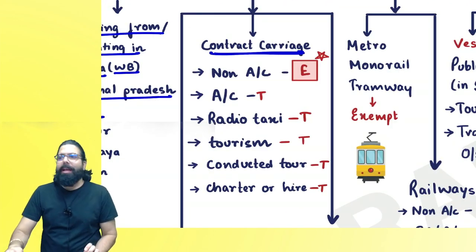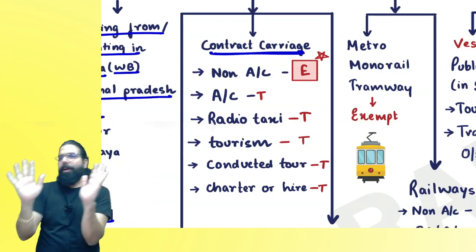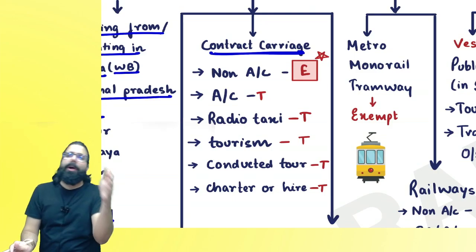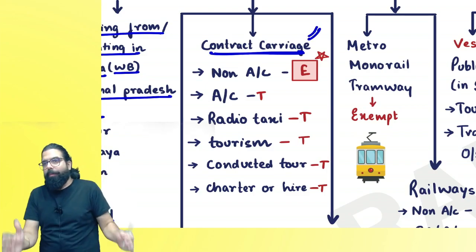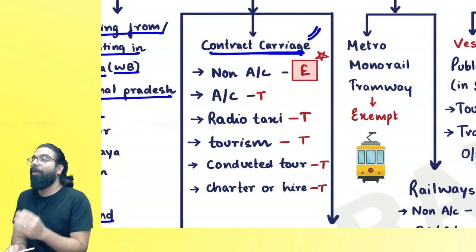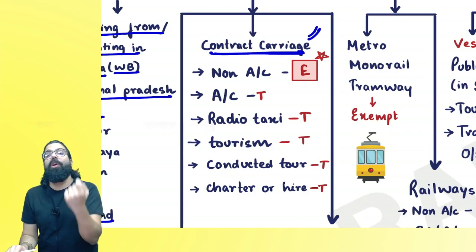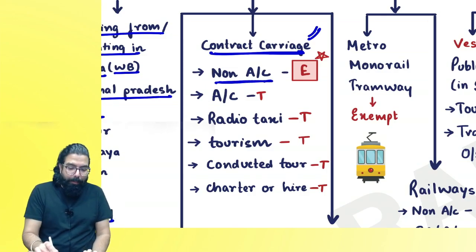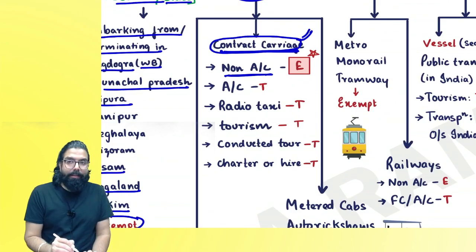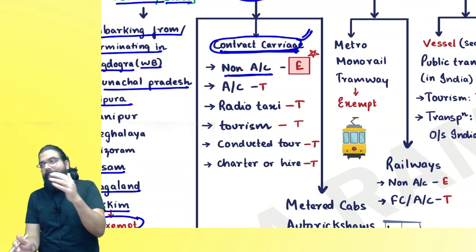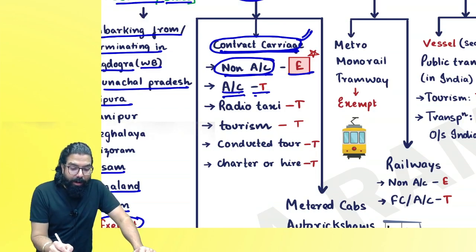Now, what is a contract carriage, everyone? A contract carriage is basically a carriage which takes you from one point to another point. Are we clear, everyone? Now, listen to me very carefully. For example, from here till here. If a contract carriage is doing transportation of passenger in a non-AC contract carriage, we are talking about transportation of passenger, and it is a contract carriage taken to go from one point to another point, non-AC will be exempt. If you can afford AC, you can afford GST.